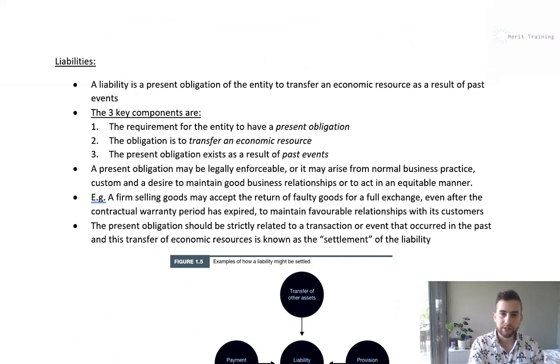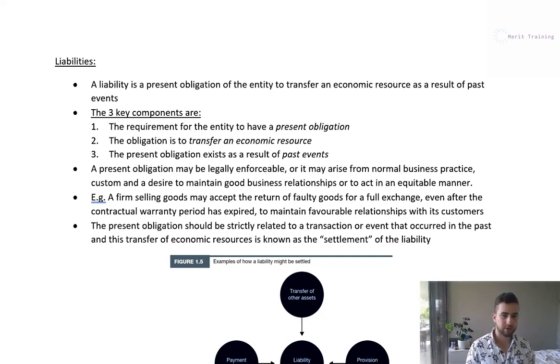Okay, let's talk about liabilities. So a liability is a present obligation today of the entity to transfer an economic resource as a result of past events. So the three components of this. Number one, the requirement for the entity to have a present obligation. For example, I have a loan from the bank, a mortgage, $500,000. I have an obligation at some point in time to repay that $500,000. Whether that's in monthly installments of my mortgage, whether it's when I sell my house, I have to repay it all back.